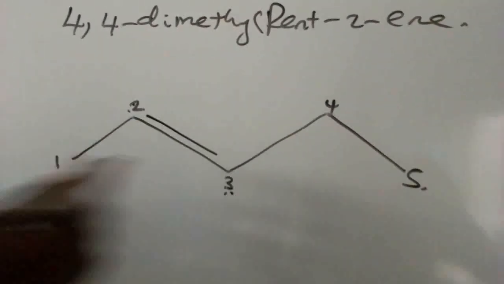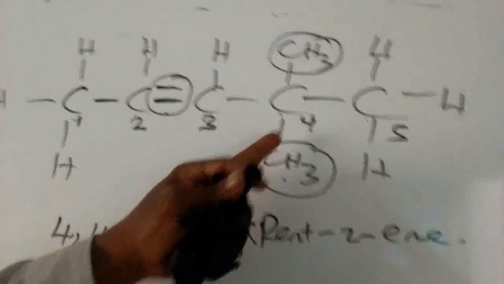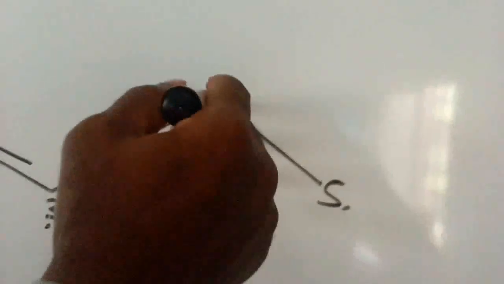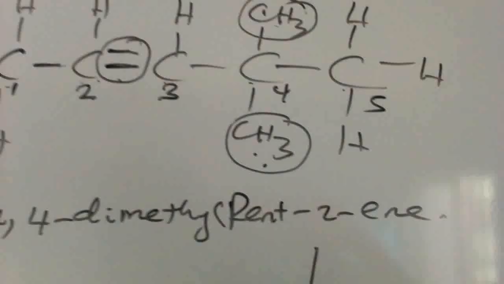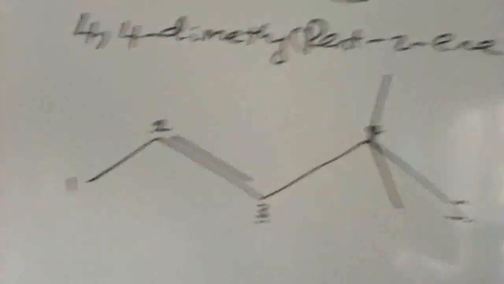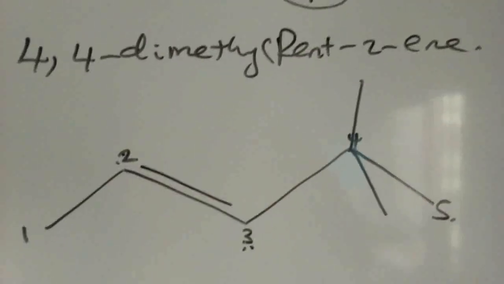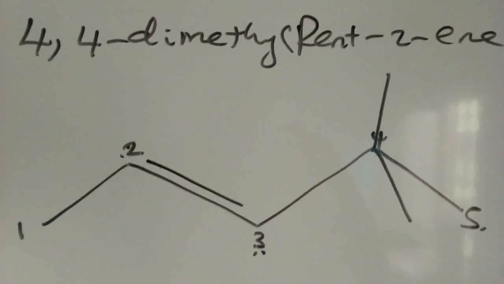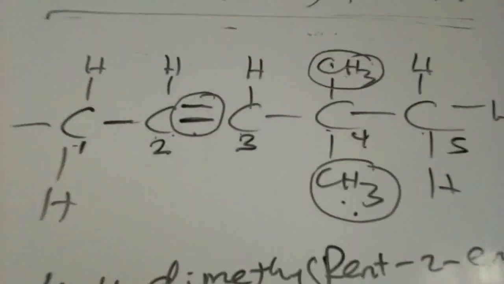That is pent-2-ene. Then I go to the substituents. The substituents are on number 4 and number 4, 2 of them. So I put a line up and that line down. So that is the methyl groups on number 4. So the structure you see on the board is 4,4-dimethyl-pent-2-ene. So you see how to draw the structure of alkenes, how to do the skeletal structure of alkenes.